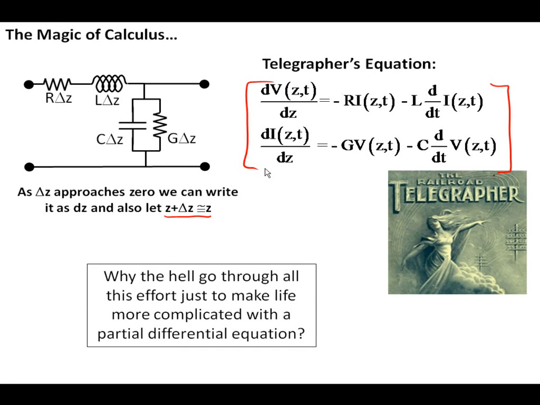So now you're bored. I've gone through a bunch of math. I've talked about equation derivations that are given in your book. So why are we going through all this effort just to make life more complicated with a partial differential equation? This is a partial differential equation because we have variations with z and variations with time in the same equation, which is the definition of a partial differential equation. Fortunately, it's first order. Why are we taking what's a fairly simple circuit element, shrinking it down to zero size, which is what we do in calculus, letting delta z approach 0 so that we can write equations with it?